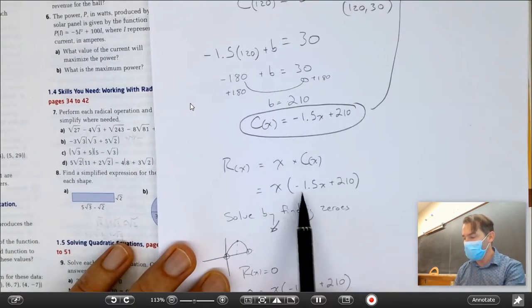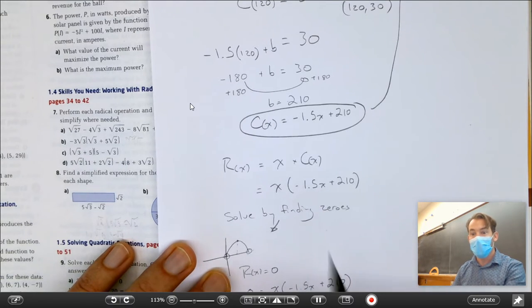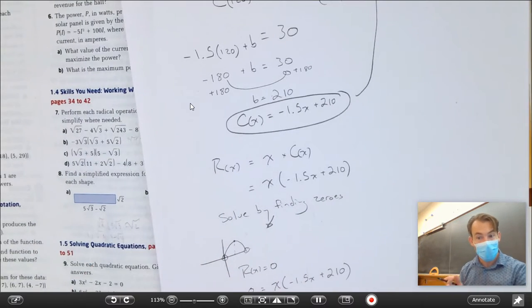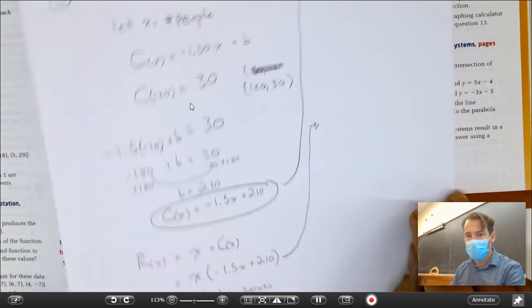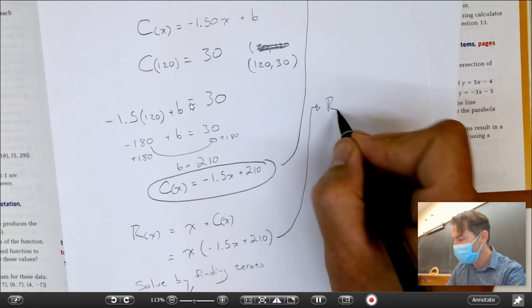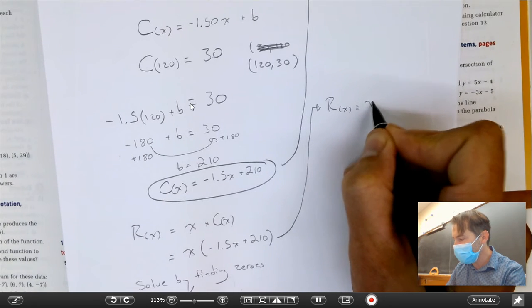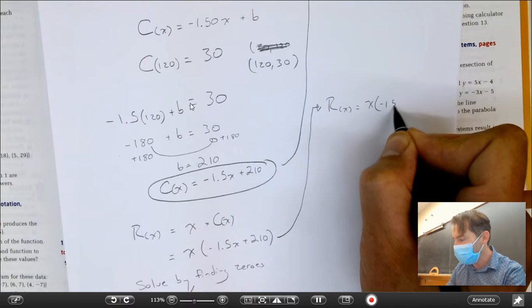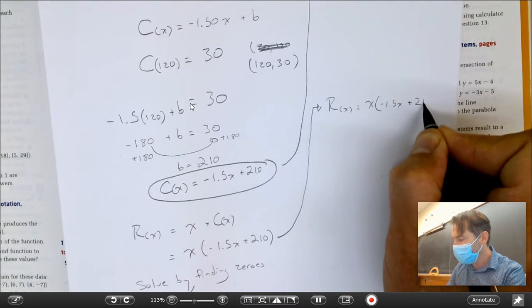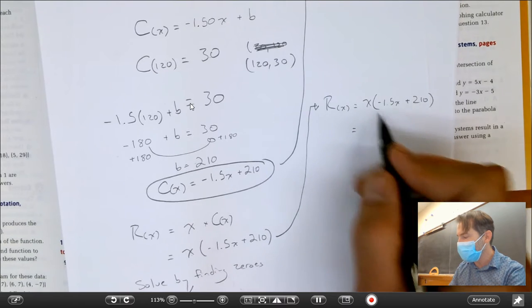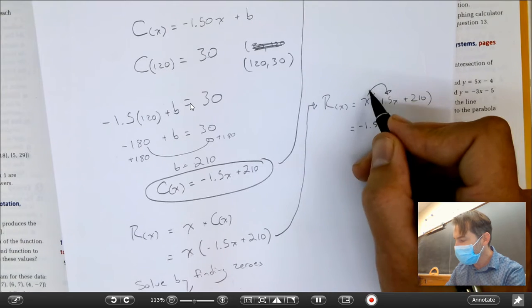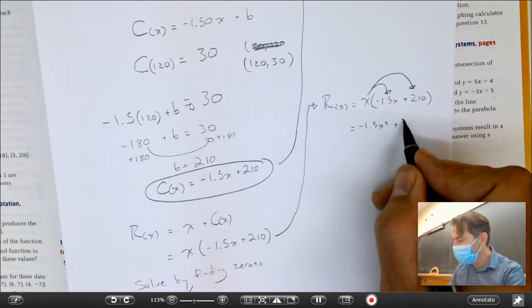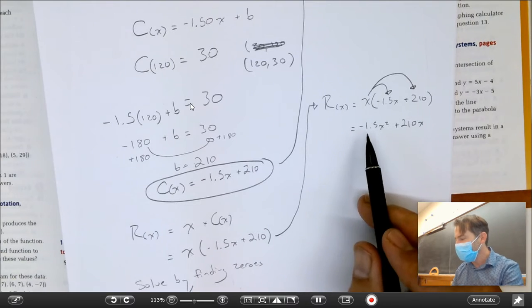The other way to solve it is to take this quadratic and put it in standard form and then complete the square to find the vertex. So let's do that. We're going to put this in standard form, and I'm going to bring this up right here and just copy it out and show you completing the square. So R of x is equal to x multiplied by negative 1.5x plus 210. Very easy to expand this into standard form. We would have negative 1.5x squared, that's this, plus this, plus 210x. Now we have a quadratic.